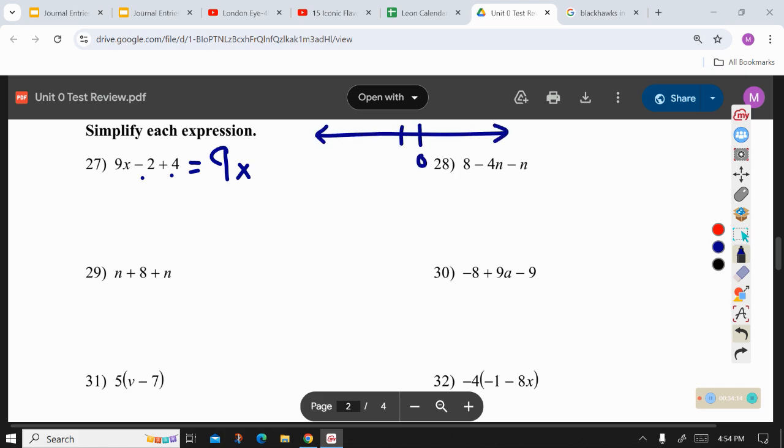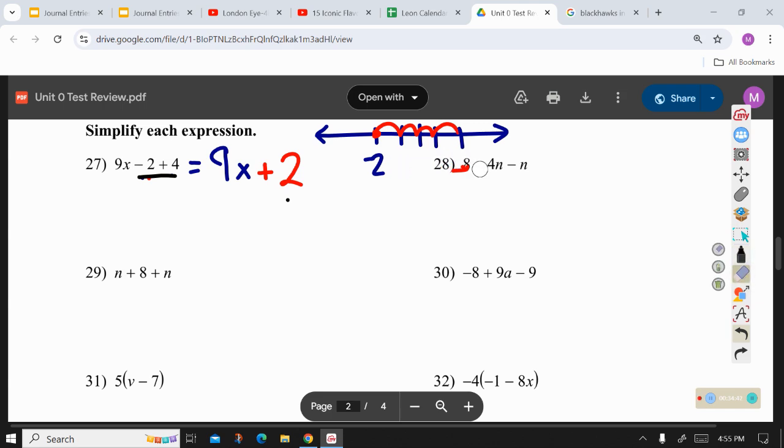Well, there's 0, there's negative 1, there's negative 2. Okay, if I start at negative 2 and take 1, 2, 3, 4 steps, I end up at positive 2. Right, so that means that negative 2 plus 4 is plus 2. So notice the only thing that changed is this negative 2 plus 4 changed into 2.